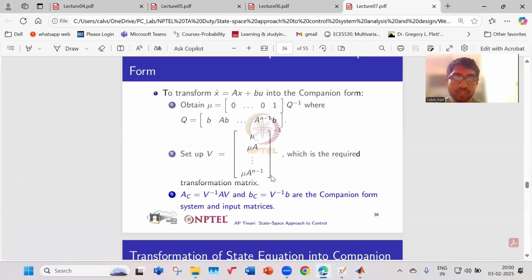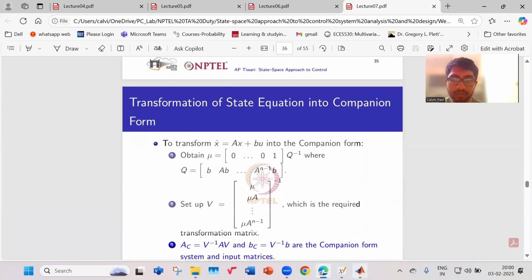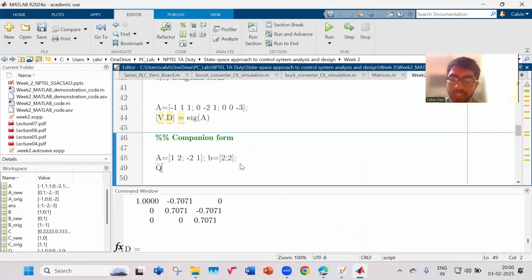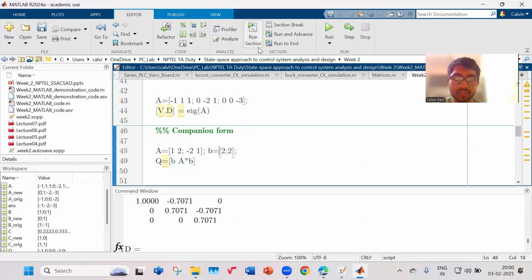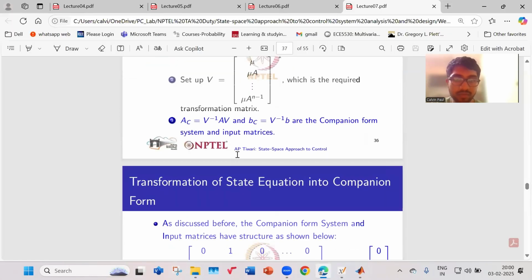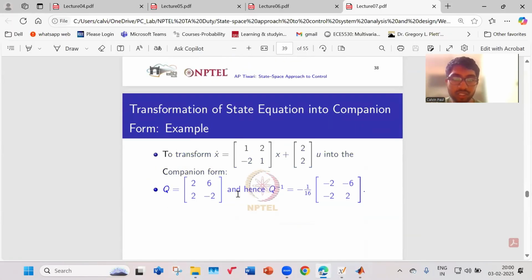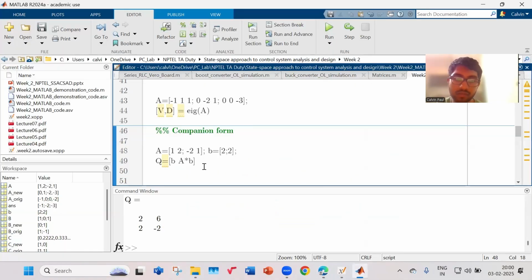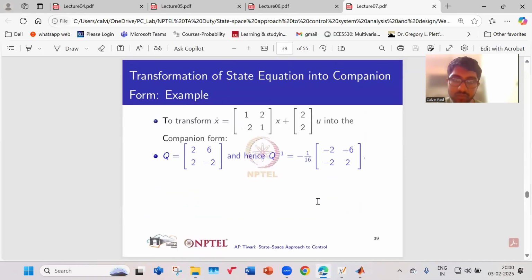So what is your Q matrix? Q matrix is B and AB. So Q matrix is B and A into B. Let us run this section. What do we get? Q is 2, 6, 2, minus 2. Similarly, Q is 2, 6, 2, minus 2. If you want to find the inverse of Q, you will get this value, which is the same as this. This is the inverse of Q.